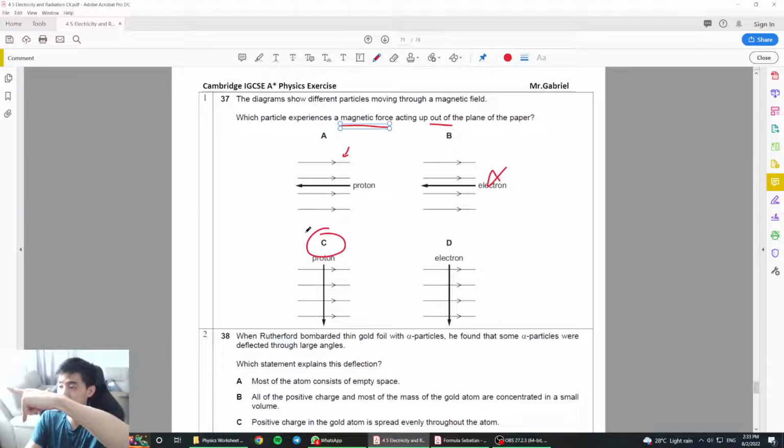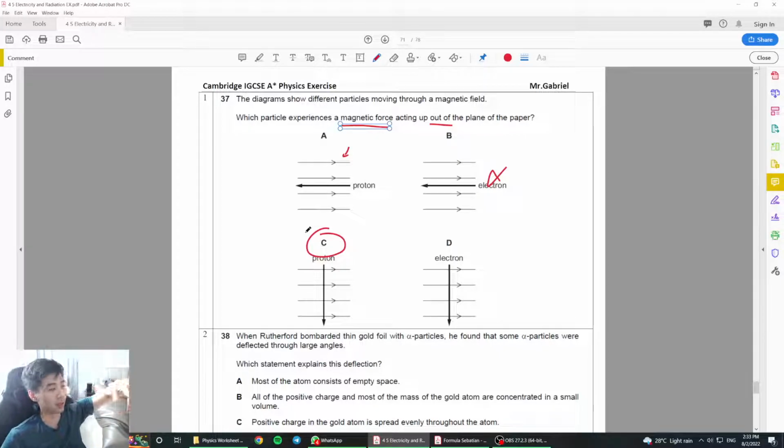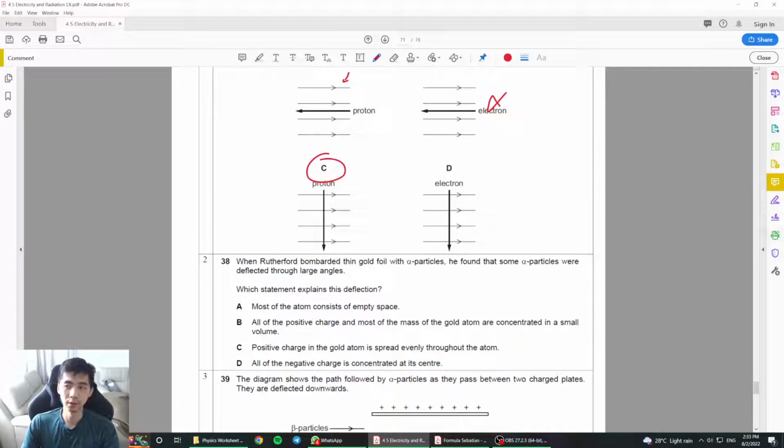If you do it, guys, from a side profile, it looks something like this, right? The magnetic field is towards the right, the current is towards downwards, and you'll have a force coming out from the screen, so it's like coming out here. And C is the definite answer, right?